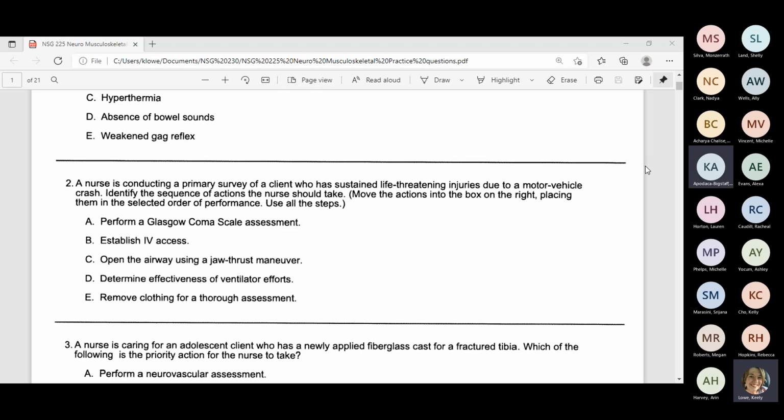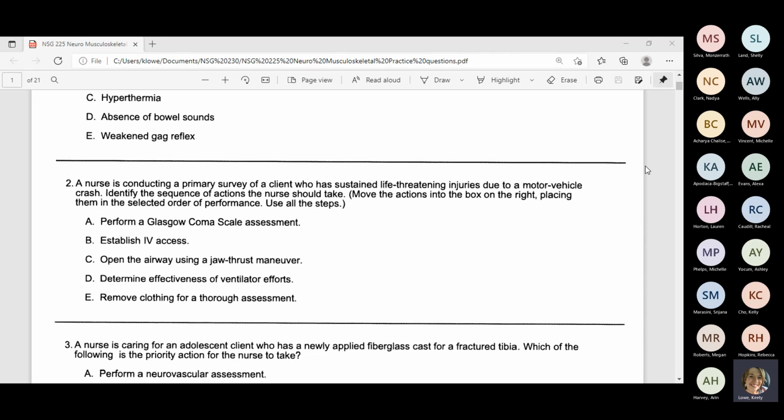Perform a Glasgow Coma scale so we know if they've got head injury, so not to move them. Right. We're going to perform a Glasgow Coma scale assessment, and we can do that very quickly. Eyes, verbal, movement, our EMV, and we're going to determine what the extent of their injuries may be. And then lastly, we'd remove their clothing for a thorough assessment.